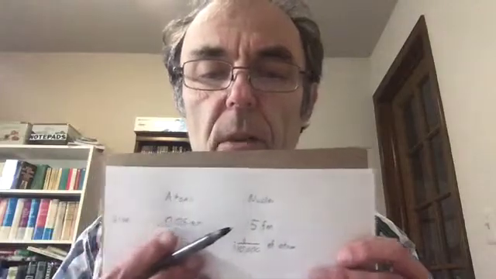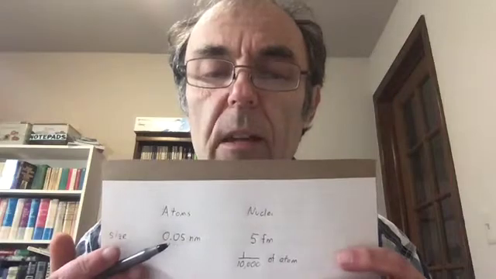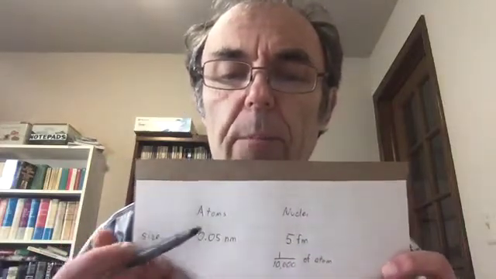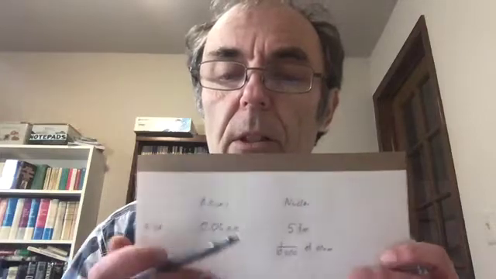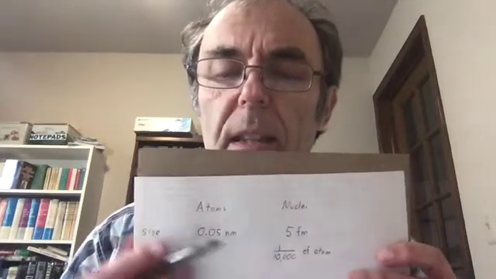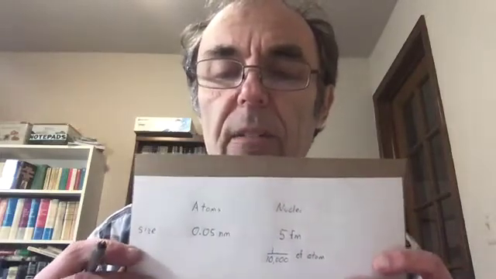In size, we've discussed the size of atoms and nuclei already. For atoms, the Bohr radius for the hydrogen atom was about 0.05 nanometers, or roughly a half an angstrom if you prefer that unit. Whereas nuclei, we found, were measured in femtometers, 10 to the minus 15 meters, or fermis. 5 fermis was a typical nuclear radius. So you see that nuclei are about 1/10,000th the size of atoms. So nuclei are very small objects right at the center of the atom.